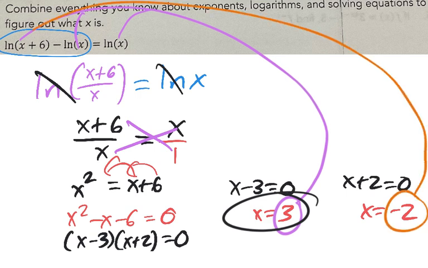Now I also need to do the same thing with negative 2. Let's plug it in. Does this make any of the arguments negative? It does. It makes the last 2 both negative. So because this makes the argument negative, it cannot be a solution. So the only valid solution is x equals 3. That, my friends, is a logarithmic equation.